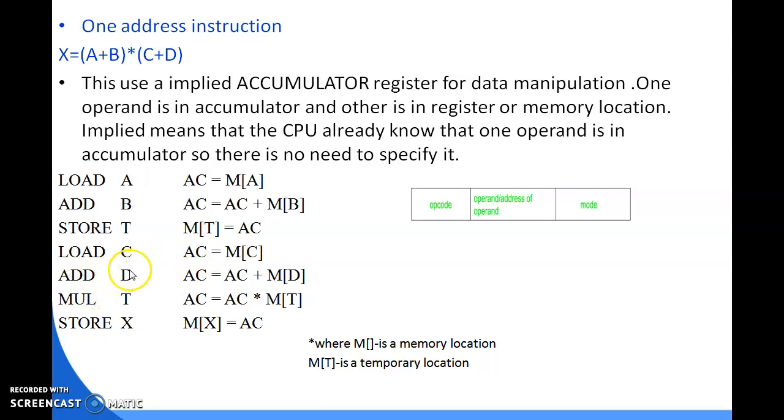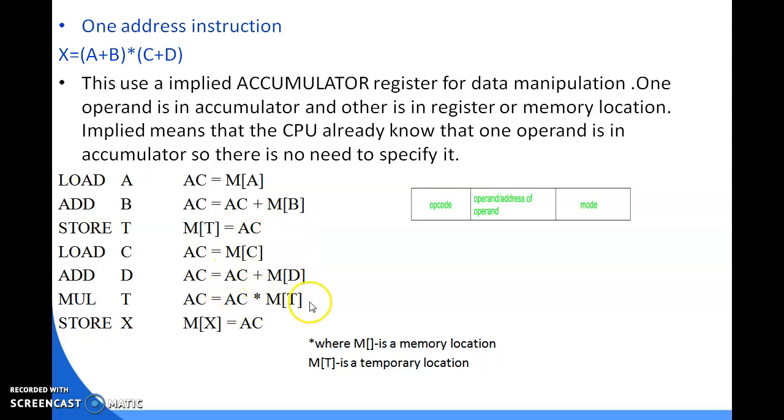Then RD, that means the C which is placed before in the accumulator plus the value of the D. Next, multiply of T, right? So here multiply T means accumulator equals accumulator value into MT. What is the value of this MT? Now A plus B. Clear? This A plus B. Now AC into MT.